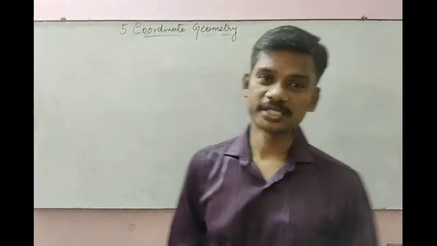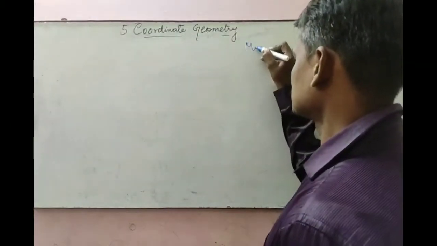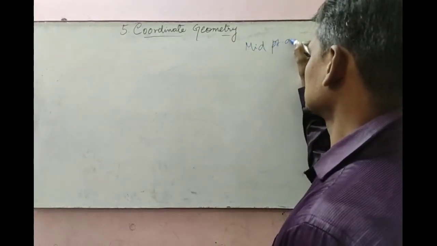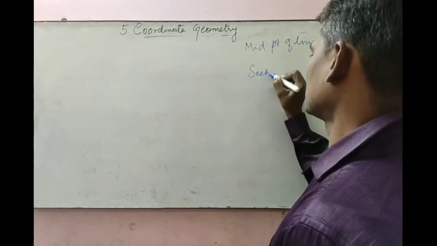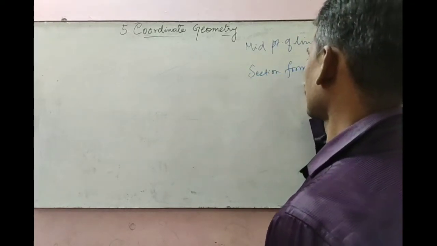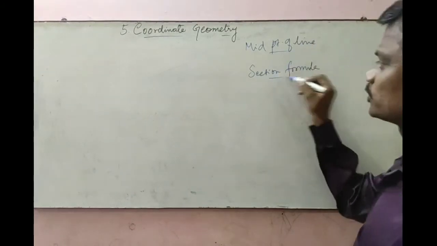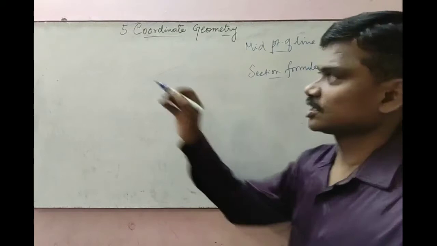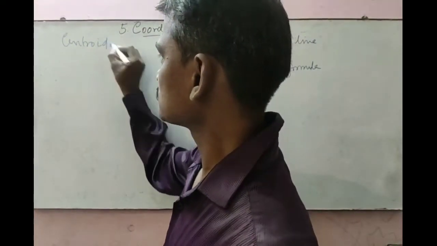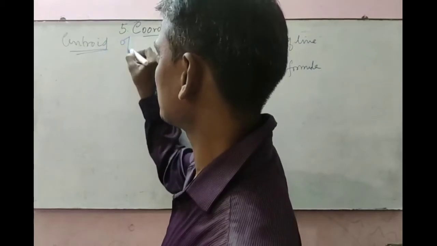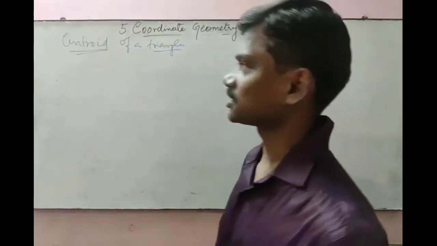In the last session, we read about the midpoint of a line segment and section formula. In today's session, we are going to see about the centroid of a triangle. How to find the centroid of a triangle when the three vertices are given to you.